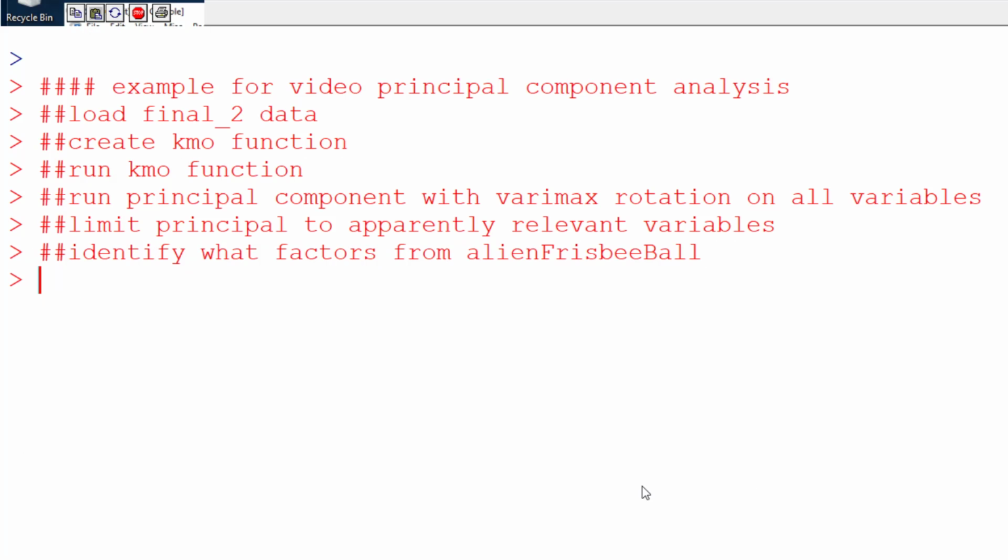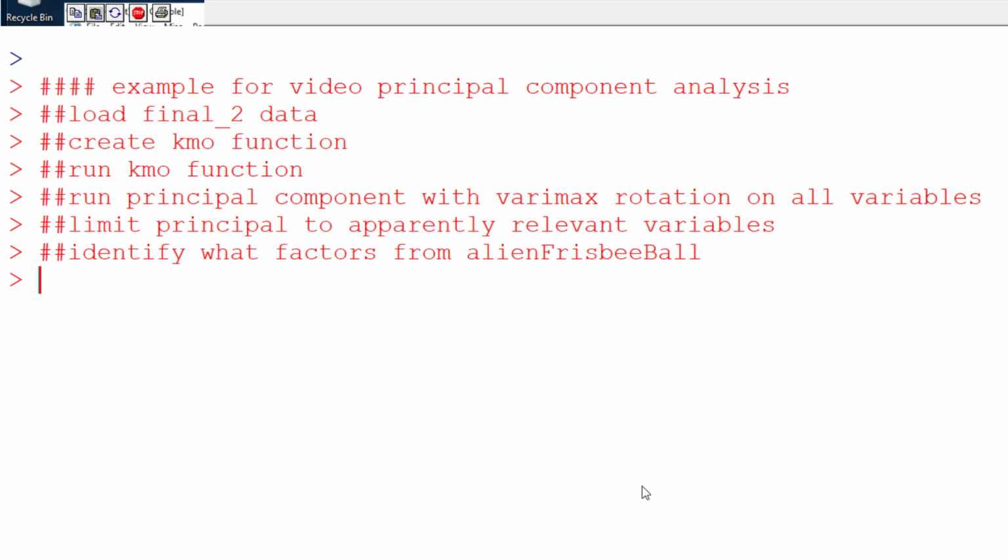Alright, this is an example of principal component analysis, also known as factor analysis. For this example, I'm going to be using final 2 data, which you can pull down from the website. Our first step for a principal component analysis is to run the KMO function, which we have to create in order to do.